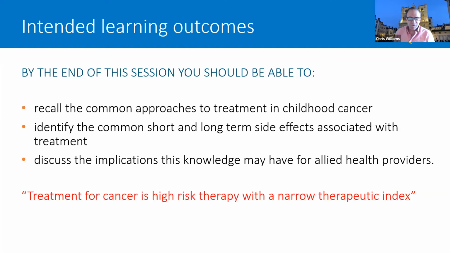And one of the things we put there at the bottom: treatment for cancer is high-risk therapy with a narrow therapeutic index. And what does that mean? It means that we know we've got to give therapies that can have a high toxicity, and too much will cause a lot of unwanted morbidity, and not enough is not going to treat the patient. So there's this very small window, which we call the narrow therapeutic index, that we worry about.